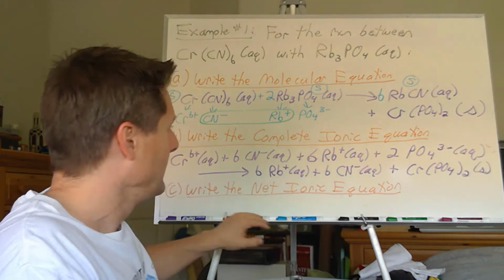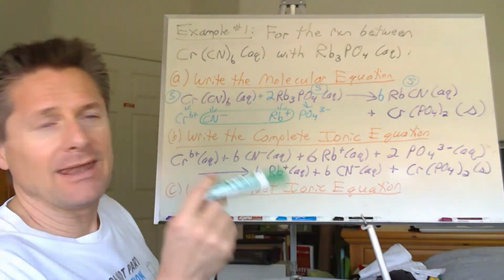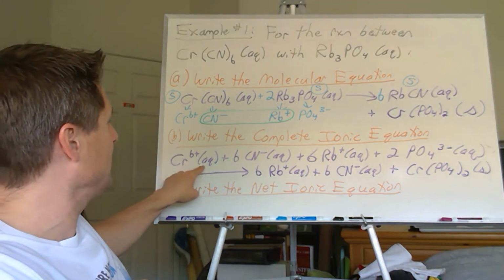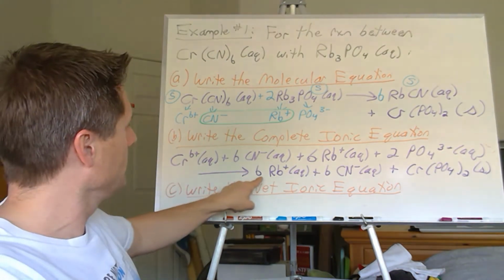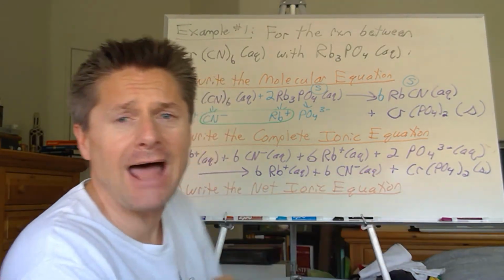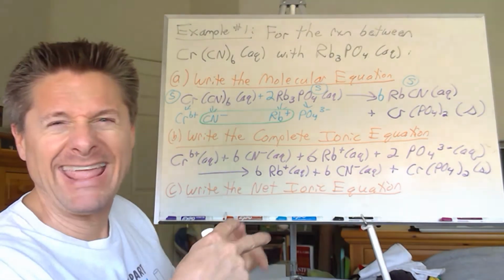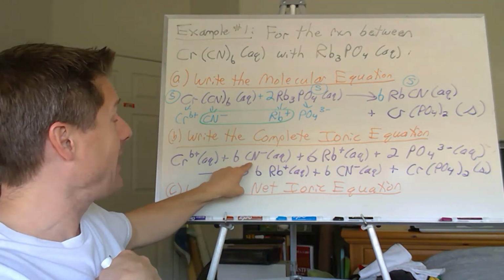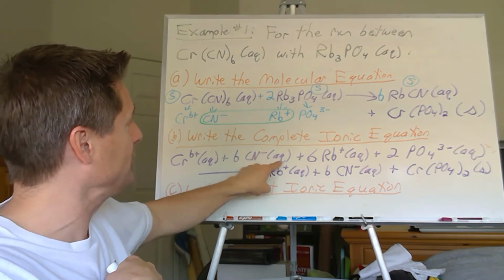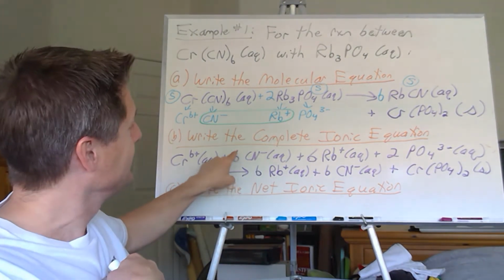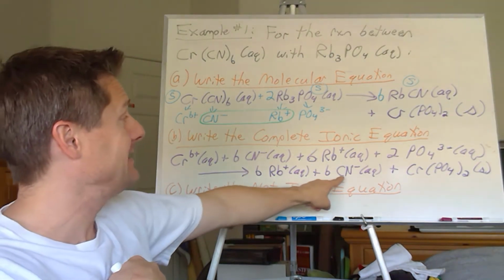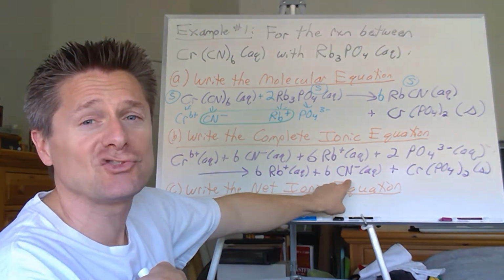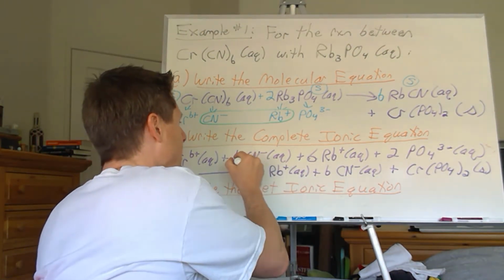I'm going to take my green pen, and let's underline things that are exactly the same on both sides. Do you see chromium 6 plus aqueous on the right side of the arrow? No, it's tied up in the solid. Chromium's a player. That's the football player on the football field. It's not sitting in the stands. How about 6 CN minus? Now, it has to be the same identity, same charge, same state, same coefficient, same everything. 6 CN minus on the left-hand side. Do you see the 6 CN minus on the right-hand side? The cyanide ion did diddly jack squat. It was a spectator.